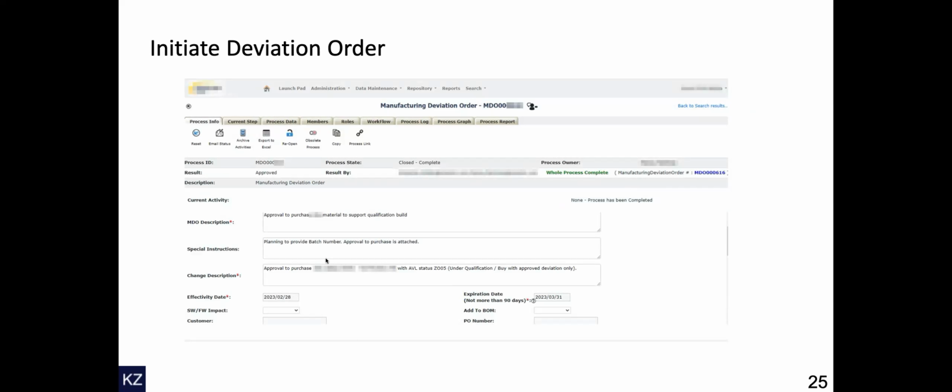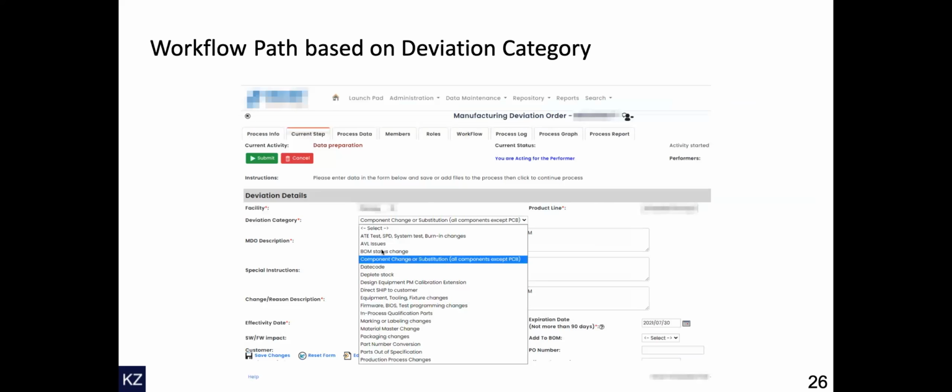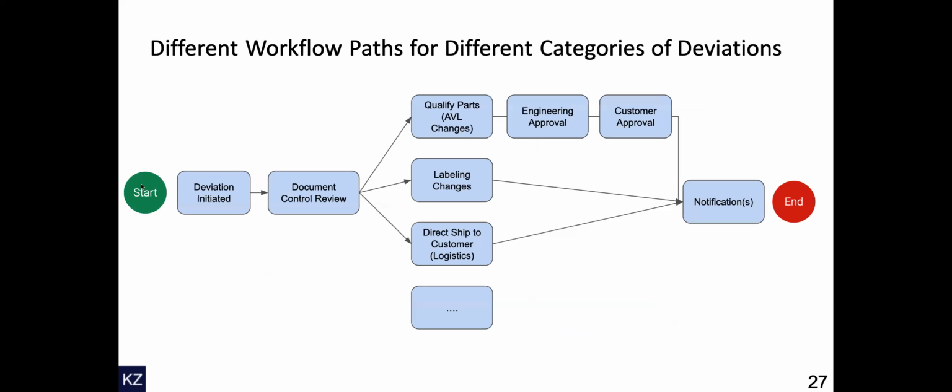So this workflow involves all the people that are involved, and based upon the type of workflow, this deviation category, the workflow takes on different paths. Like, for example, right? So when you start a deviation, it always goes to document control.